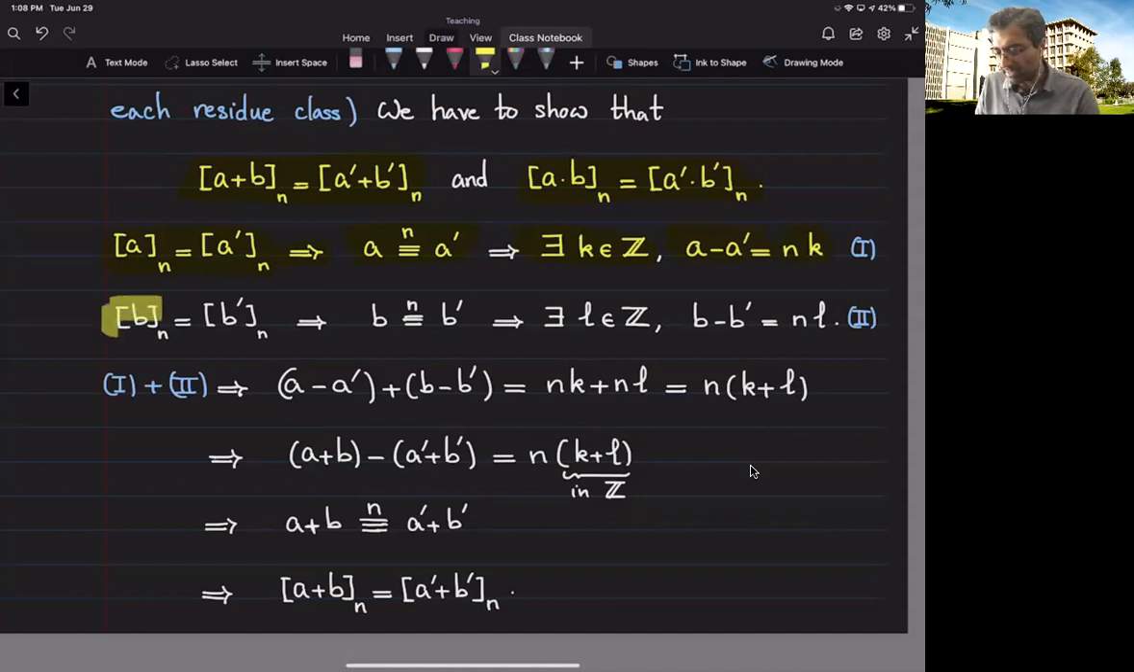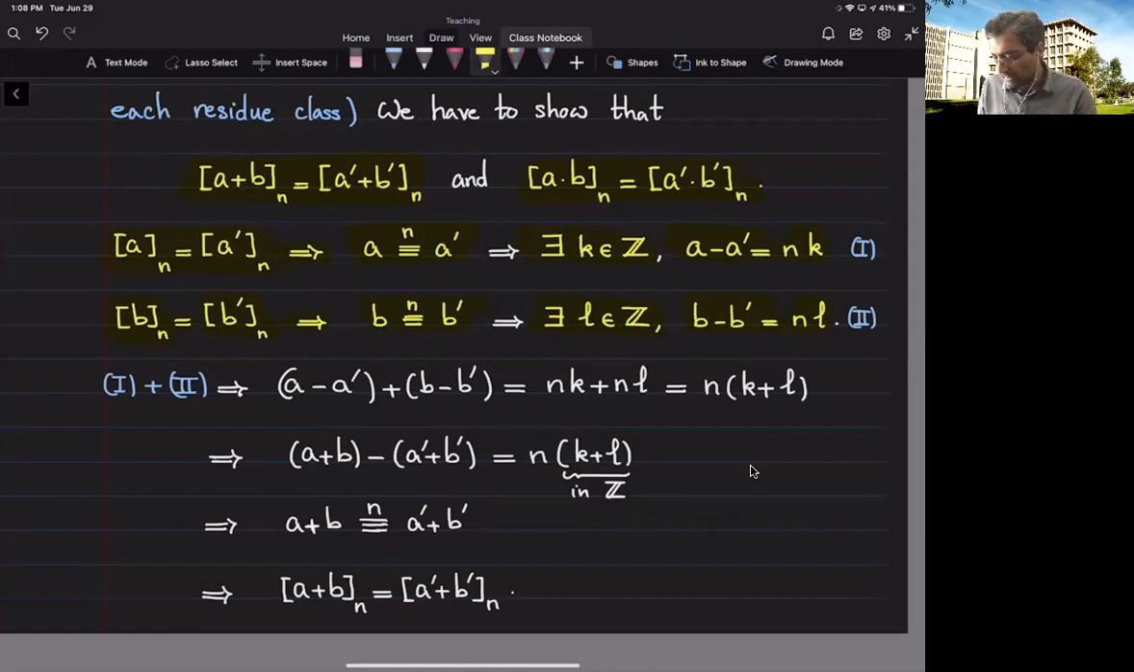So the residue class of B is equal to the residue class of B prime, mod n. That's the same as saying that B is congruent to B prime modulo n, which is equivalent to saying that B minus B prime is n times L for some integer L. I am interested in A plus B minus A prime plus B prime.